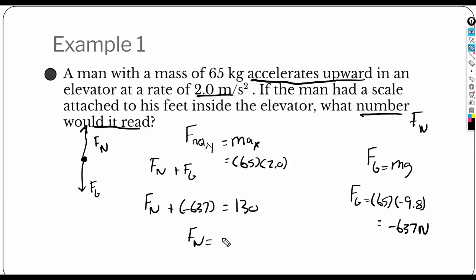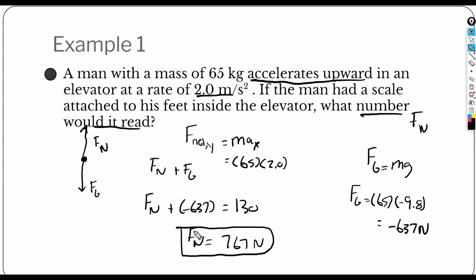So in this case, the normal force is 637 plus 130, which is 767 newtons. And that is the answer to example 1. What this means is that when you're in an elevator with a scale underneath your feet and the elevator is accelerating up, you actually gain weight, so to speak. If you look down, the scale reads a number bigger than your weight.